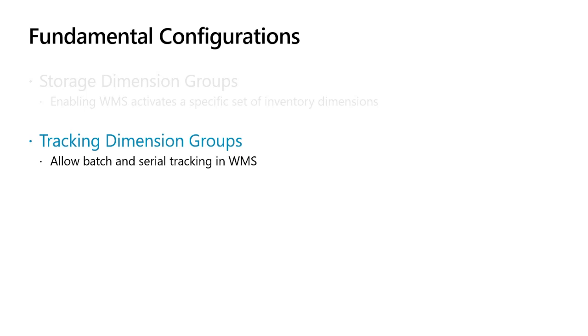Another item setup is the tracking dimension group. The tracking dimension group allows us to use lot control or serialized items with our warehouse management processes. The important point with the tracking dimension group is that if you're going to use one of those dimensions, you want to set those to be active, as well as active for physical inventory, to be used with warehouse management.